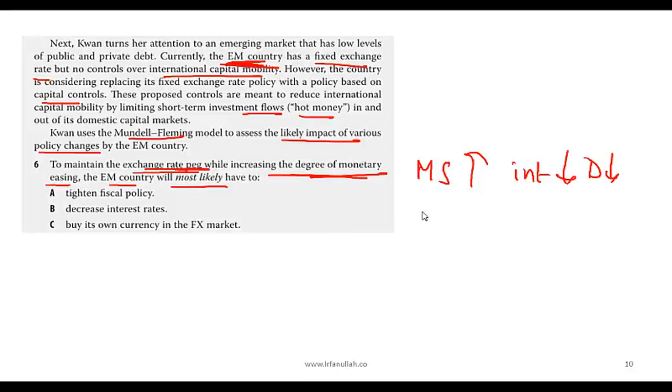The central bank will have to boost demand. And how does it boost demand? By buying its currency. So then clearly the best answer is C. If it further reduces interest rates, it will exacerbate the problem. And tightening fiscal policy is obviously not the appropriate response either.